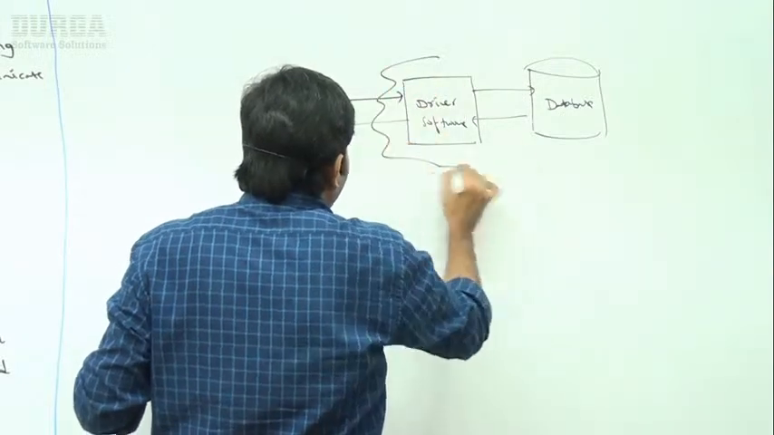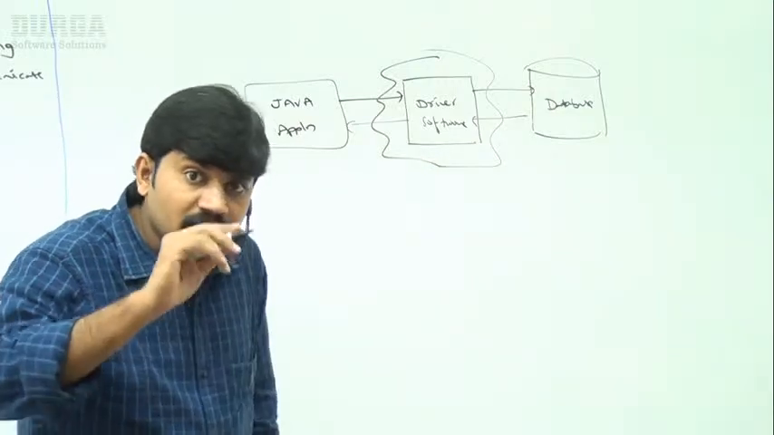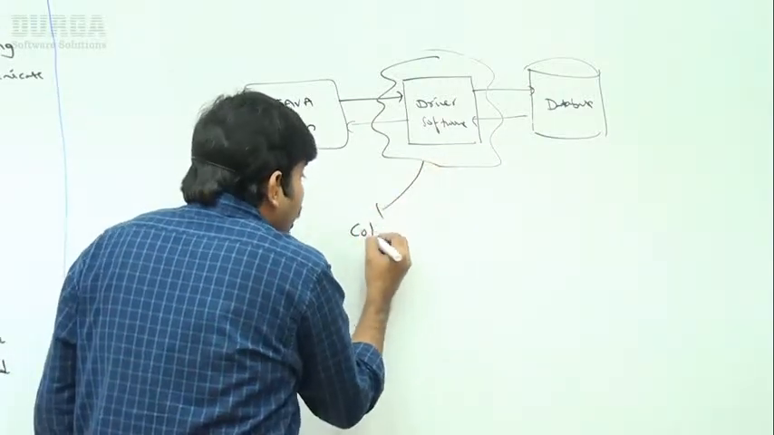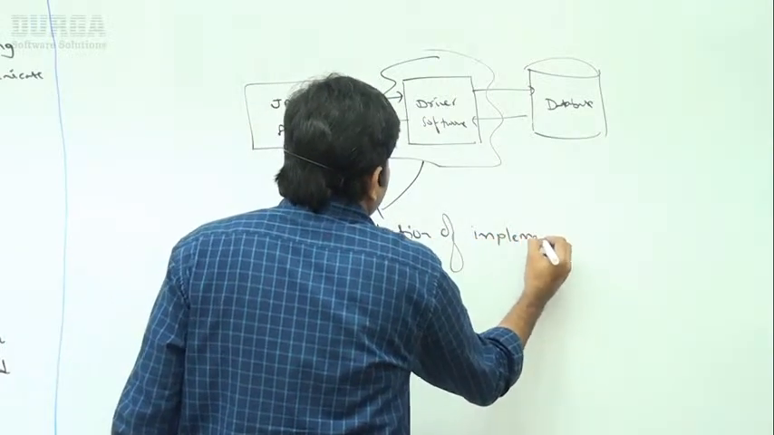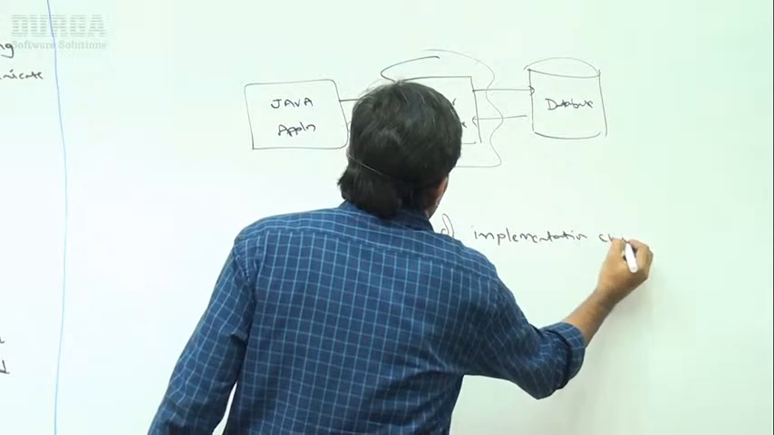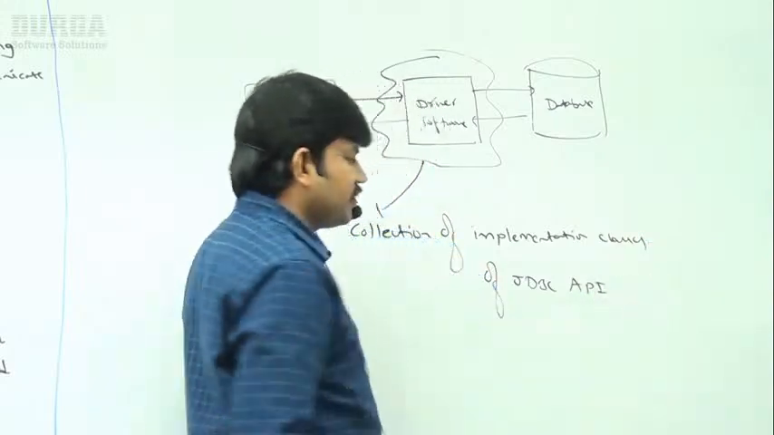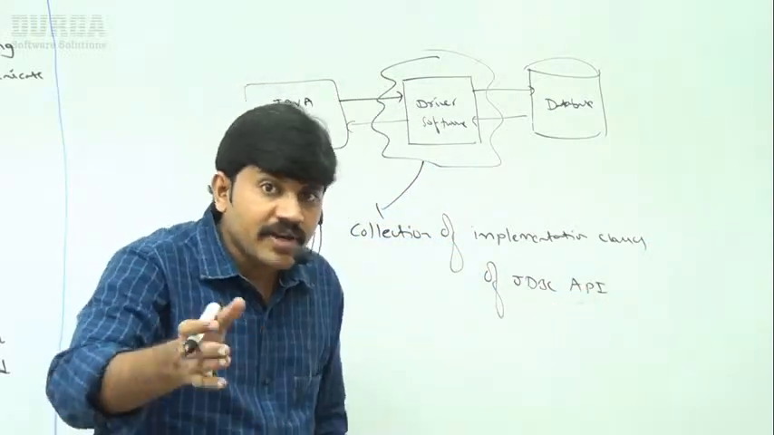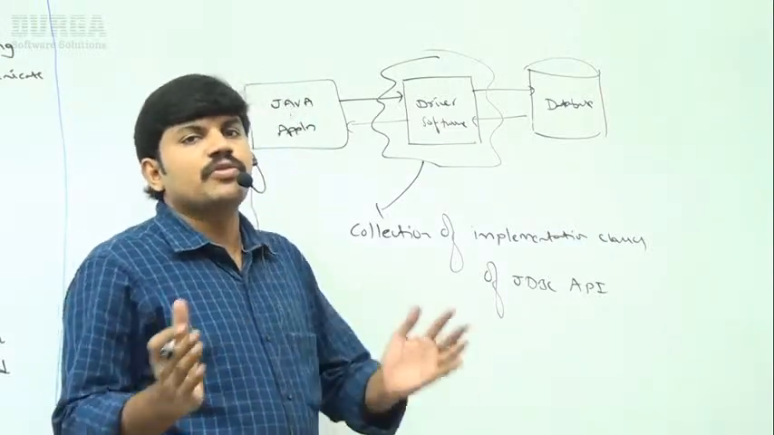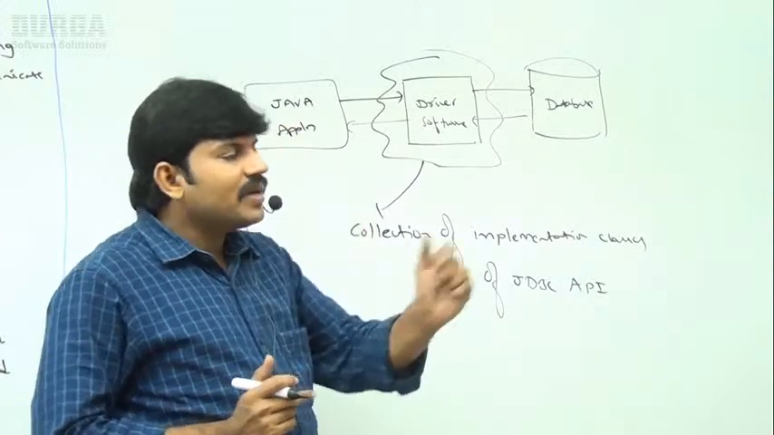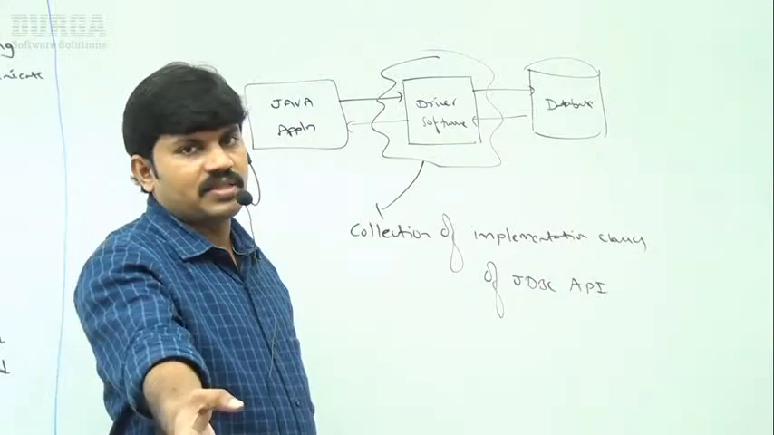What is this driver software? This driver software is nothing but a collection of implementation classes of the JDBC API. Remember this one. Inside the JDBC API, several interfaces are there, right? So a collection of implementation classes of those interfaces is nothing but driver software. Don't think too much. What is driver software? It means a group of classes, right? Which classes?